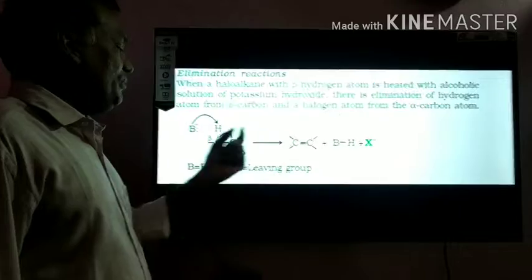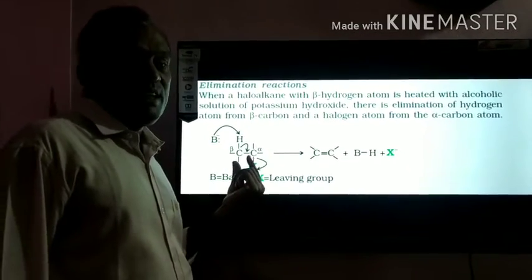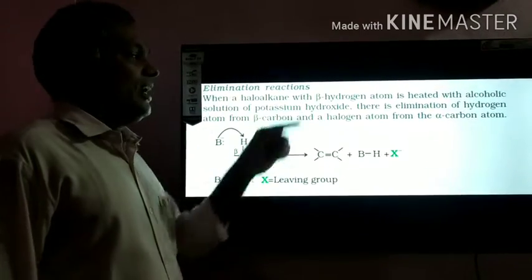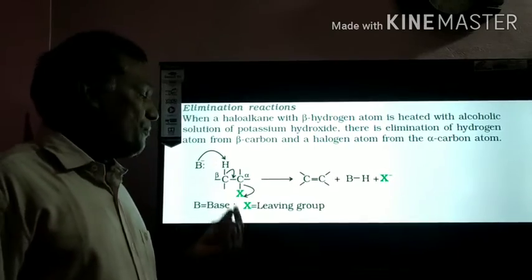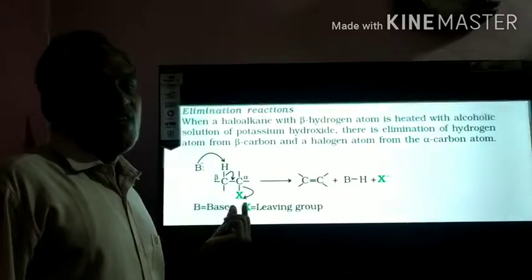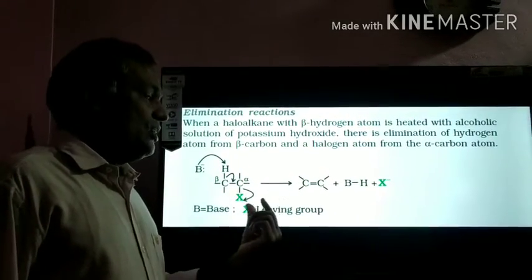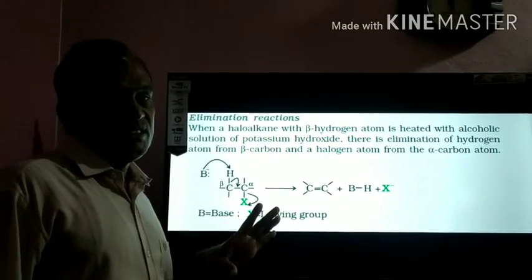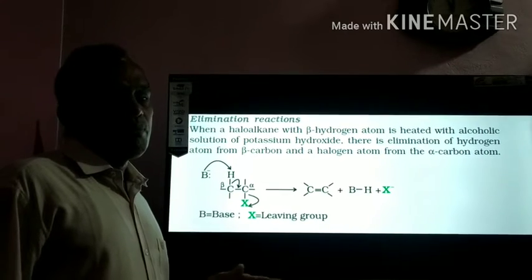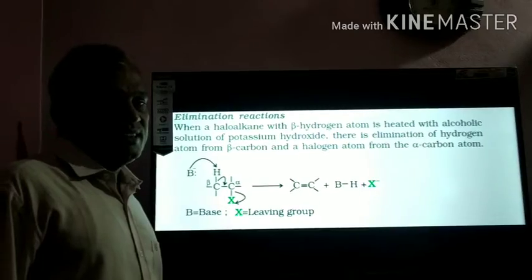Since the hydrogen atom is eliminated from the beta carbon atom, these elimination reactions are called beta elimination reactions. That means hydrogen from the beta carbon and the halogen from the alpha carbon atom, so the product will be an alkene. This type of reaction we call beta elimination reactions. Let us see one example, and which products will be the major and which will be the minor. Let us discuss.